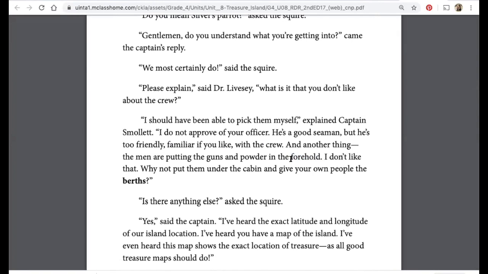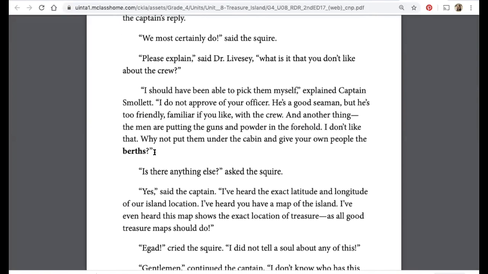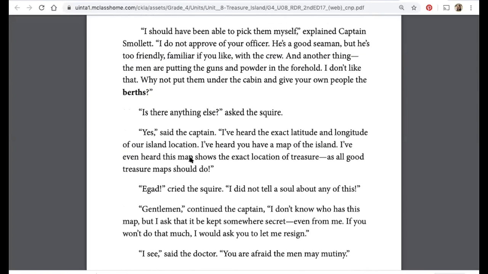I don't like that. Why not put them under the cabin and give our own people the berths where they sleep under deck? Is there anything else? asked the squire. Yes, said the captain. I've heard the exact latitude and longitude.